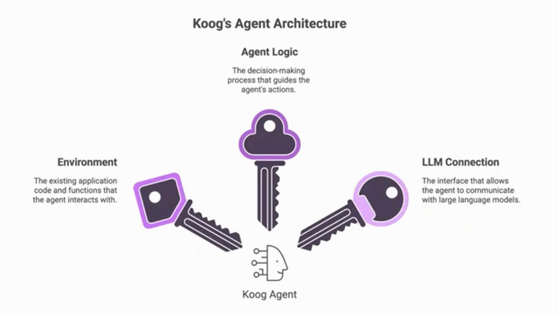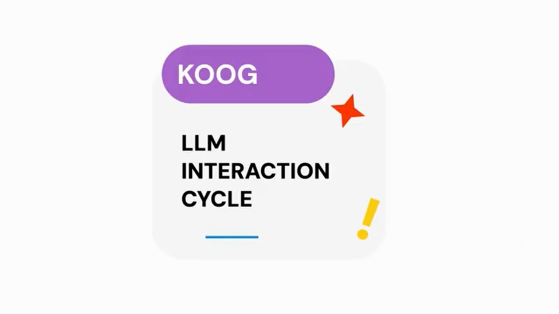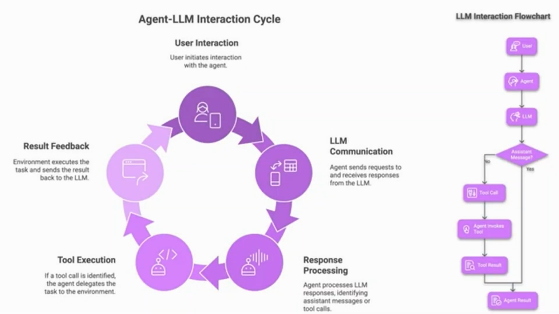Next, we need to understand how an AI agent works with an LLM in a loop and how tool calls fit into that process. On the left side, you see the agent LLM interaction cycle. It starts with user interaction. The user sends a request to the agent. The agent is the middle layer, not the LLM itself. Next is LLM communication. The agent forwards the request to the LLM and gets a response back. At this stage, the LLM might just generate text or suggest that some action is needed. Then comes response processing. The agent inspects the LLM's response and decides what to do.